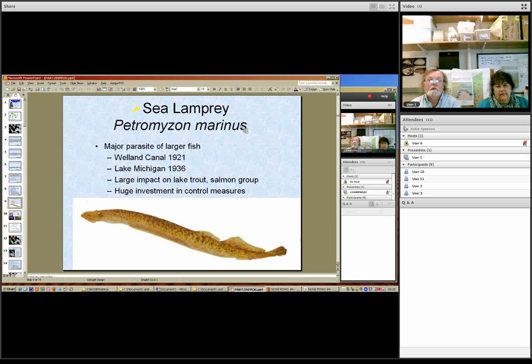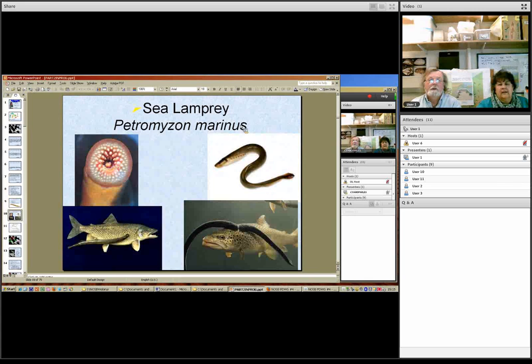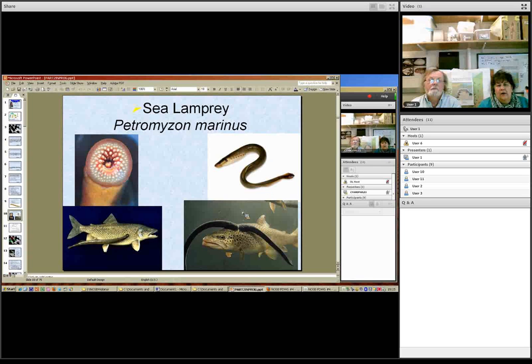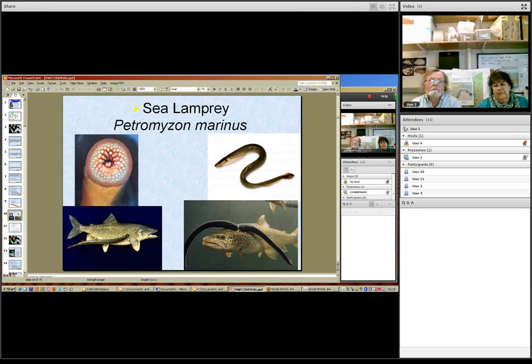So this is an idea of how it really attacks the fish. And you'll see that they wear it in a fashionable way. But fishermen and nobody really wants to be seeing this. This is the way it attaches to the fish, and they make a hole in them, and that's how they suck the blood and all the juices out of the animals.